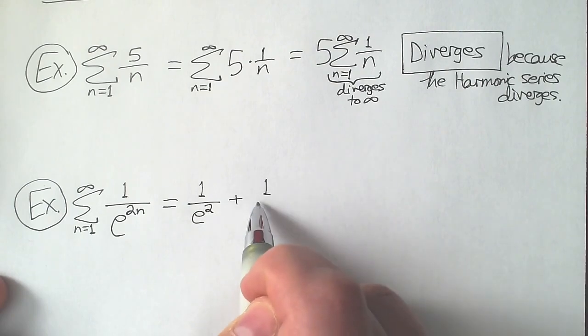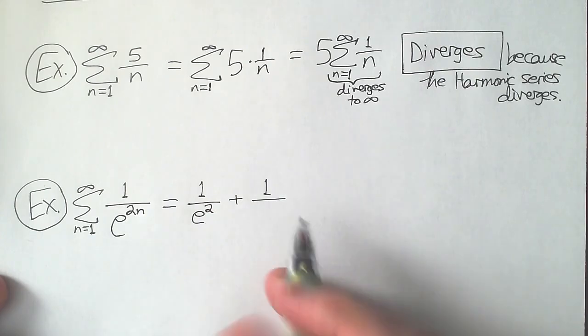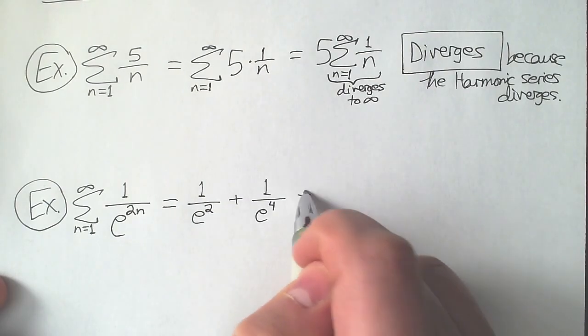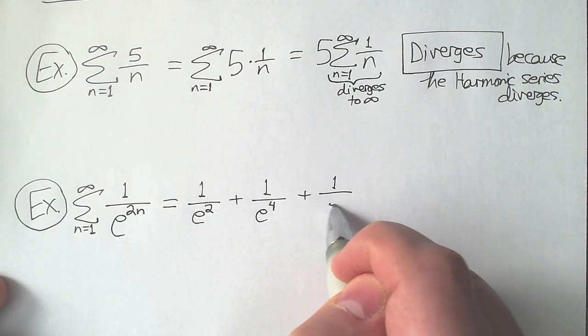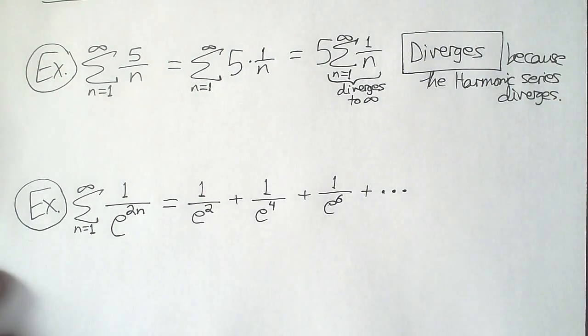What is this series? Well, when n is 1, I would get this. When n is 2, I would get this. N is 3. All right, I'll say that's enough. I can kind of see the pattern.